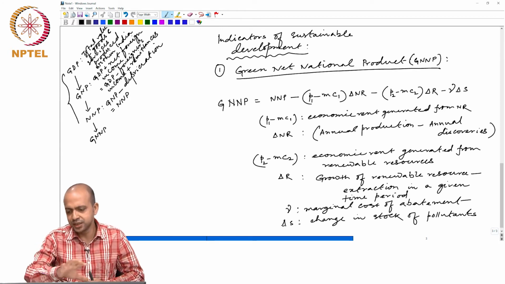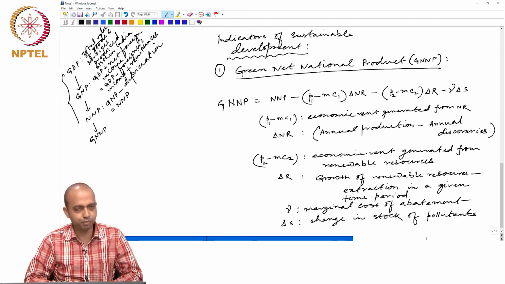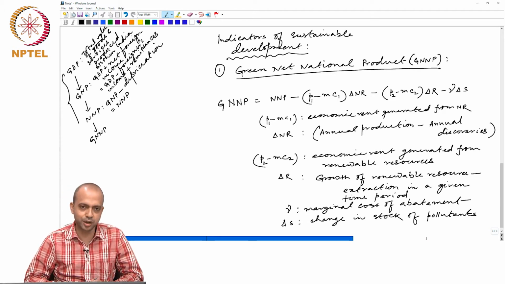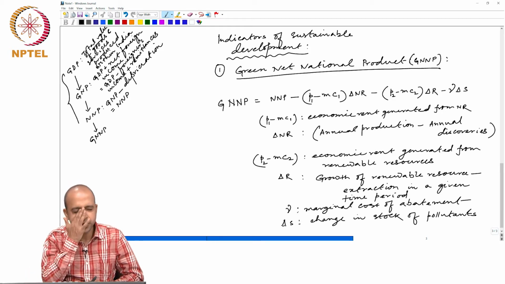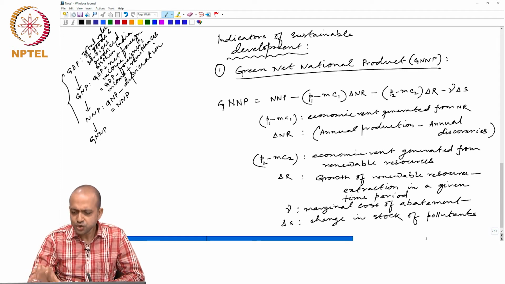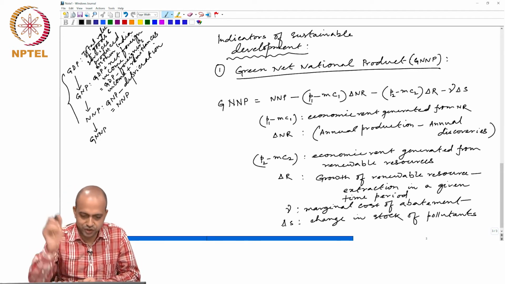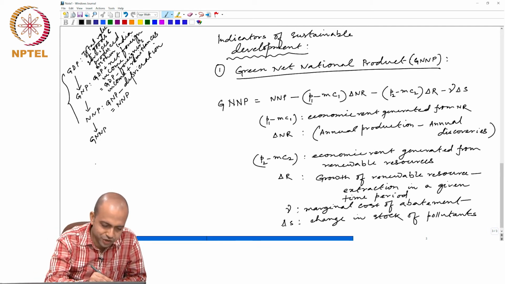But at least this is some rough idea of making the net national product, and this is how we can get some idea about a particular economy's performance towards sustainability. Okay, towards sustainability. What is not included in the formula is basically the contribution of biodiversity. So, the contribution of biodiversity is left out.